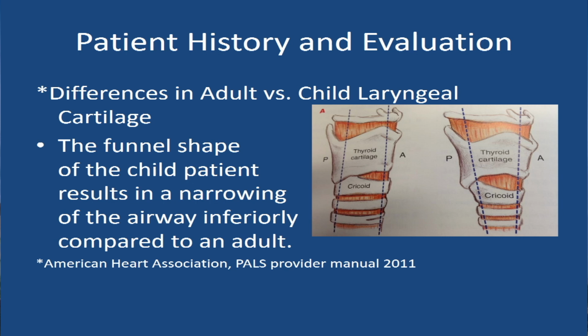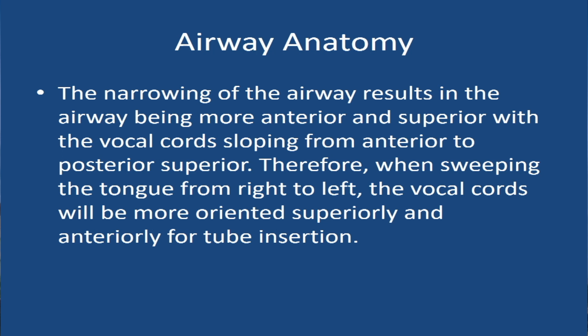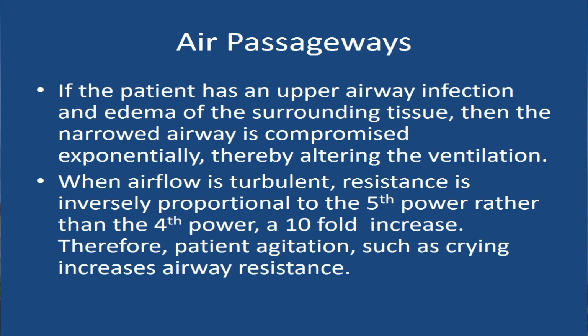It's dependent upon the differences in adult versus the child laryngeal cartilage. The funnel shape of the child patient results in a narrowing of the airway inferiorly compared to an adult. The narrowing of the airway results in the airway being more anterior and superior, with the vocal cords sloping from anterior to posterior. Therefore, when sweeping the tongue from the right to the left, the vocal cords will be more oriented superiorly and anteriorly for tube insertion.